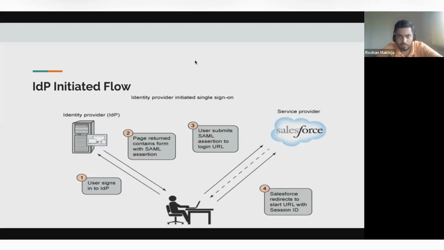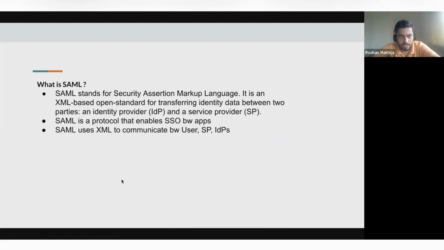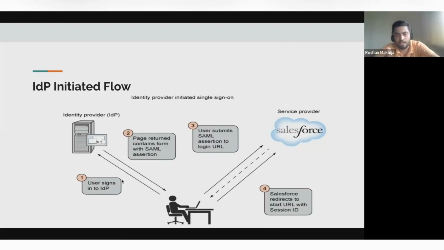So we are going to see what an identity provider initiated flow is. We are also going to demo this in some coming time. An identity provider initiated flow is when a user is already logged into your Salesforce org, which is acting as an identity provider. The first step is that the user is already logged into the identity provider, and now needs access to another connected app.